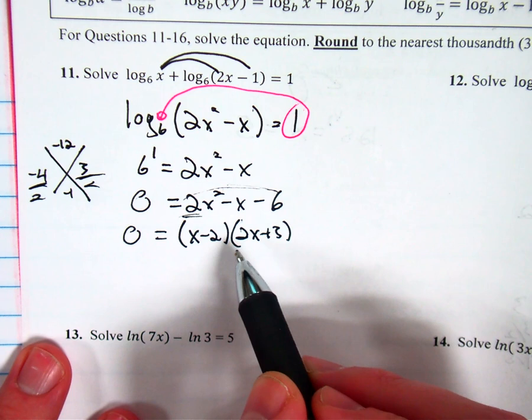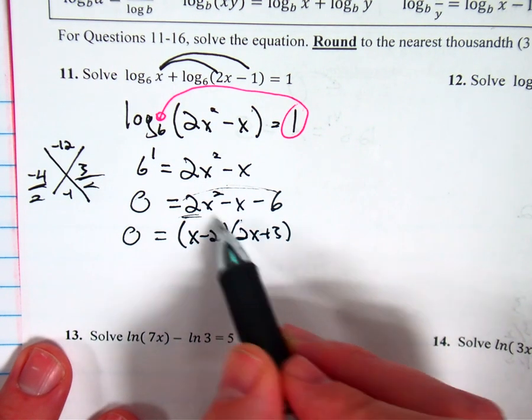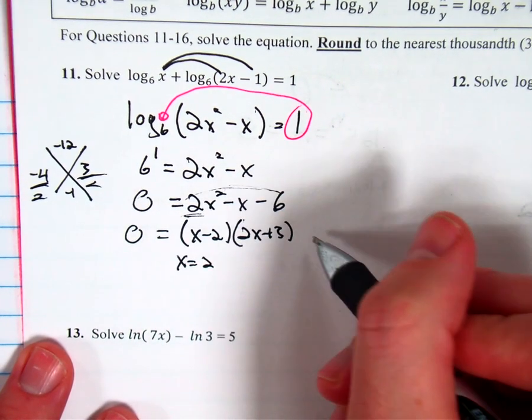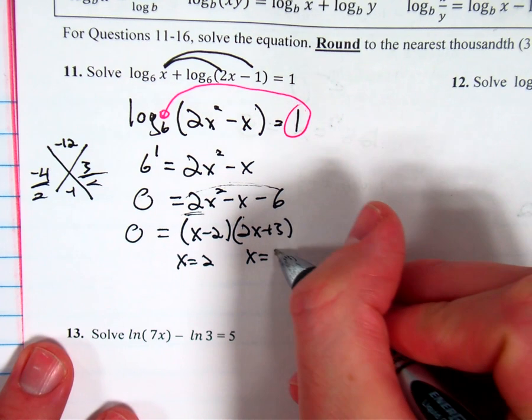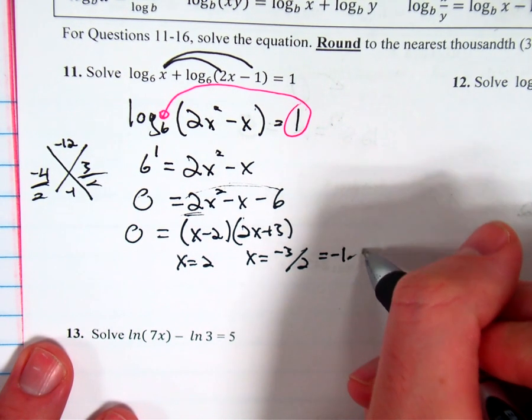Okay, zero product property. This times this equals 0. That means one of the two things had to be 0. What makes this one equal 0? If x was 2. And this one would be 0 if x was negative 3 divided by 2, or negative 1.5.